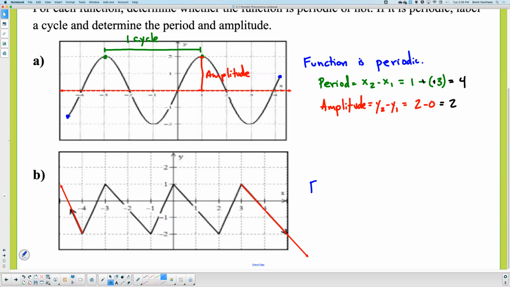This function is not periodic. For that reason, we won't do the amplitude or the period because it's not periodic. Okay, what about part C?